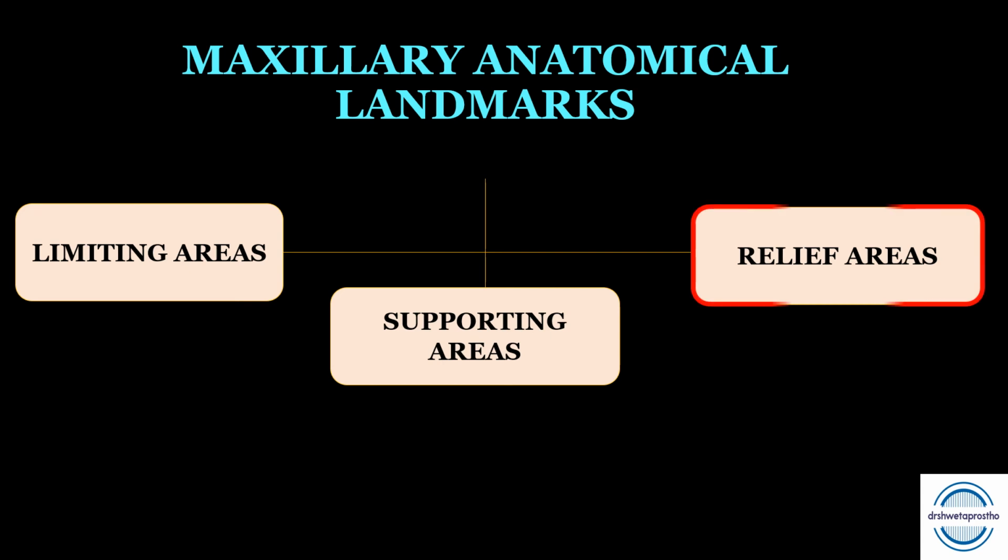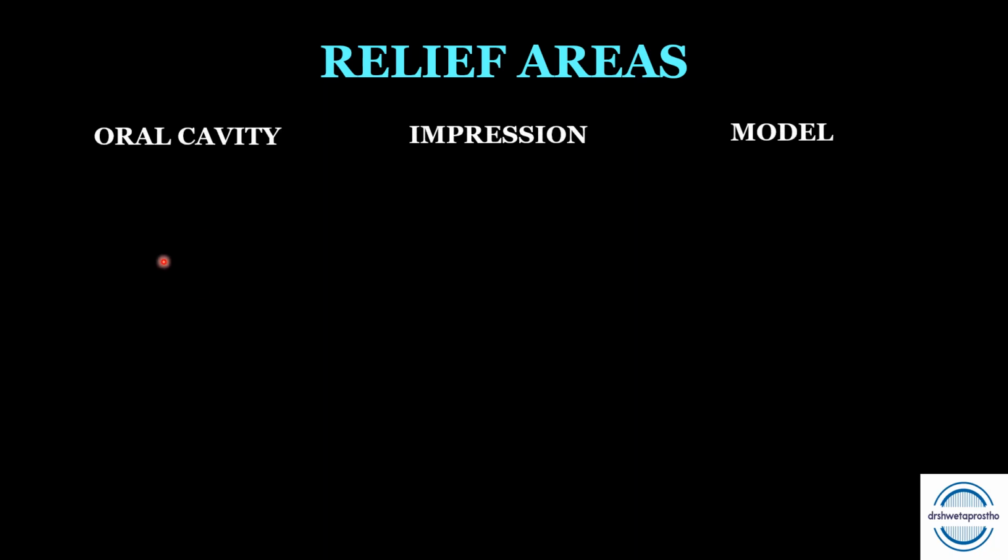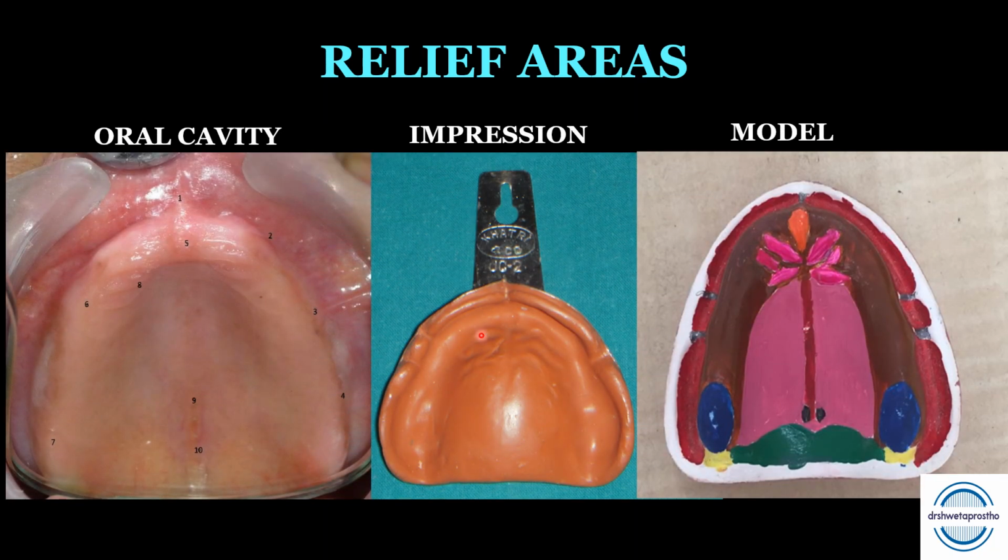Now let us discuss the relief areas one by one. In this we will discuss the incisive foramen, mid-palatine raphe, sharp spiny processes, and the torus palatinus. Now let us locate the relief areas in the oral cavity. This is the incisive papilla in the midline area. It appears as a depression in the impression. It mainly covers the incisive foramen, which should be relieved. Second is the mid-palatine raphe, which is present in the middle of the palate. It appears as a depression in the impression. This line is the mid-palatine raphe.